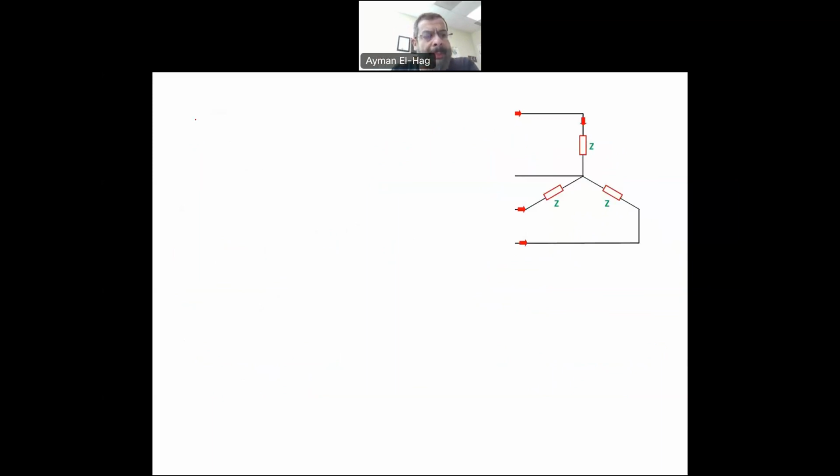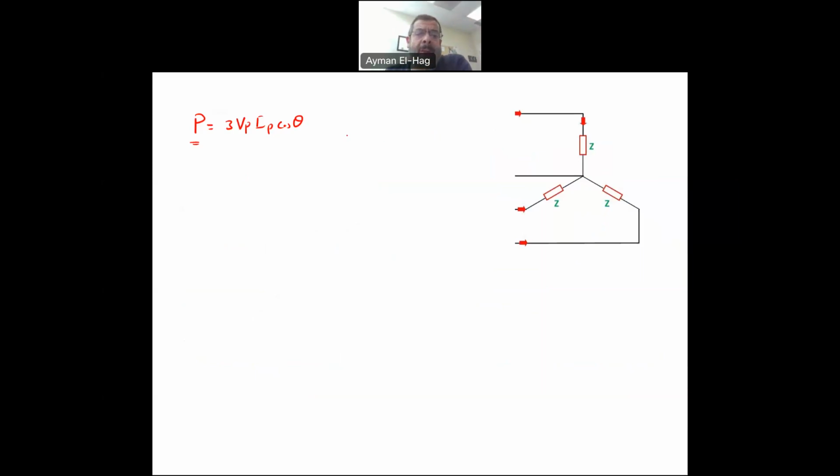So we know now that the power P is equal to 3 times V phase I phase cosine theta. Basically here we are saying that the power that we have is the summation of the power of each phase. And in this simulation and in this lecture, we'll assume only a balanced system. So if I can measure the power in each phase and add them together, then I will have the three-phase power.